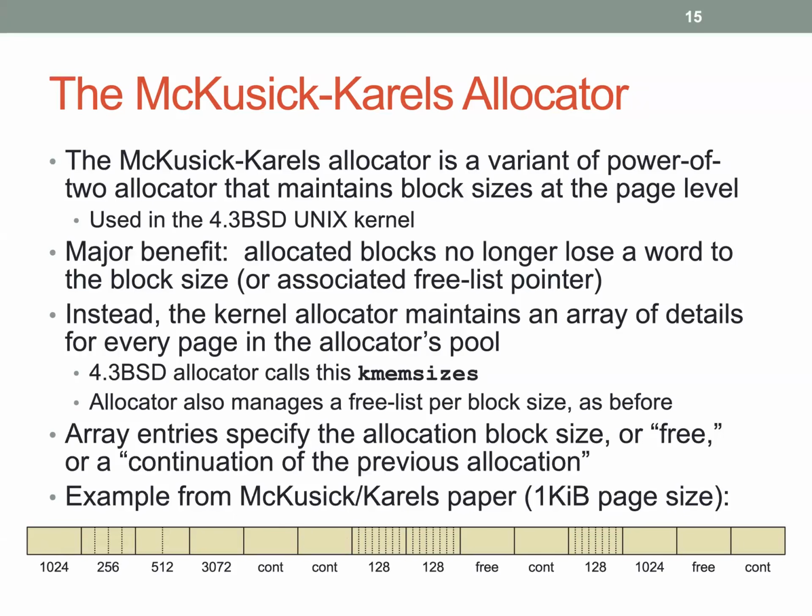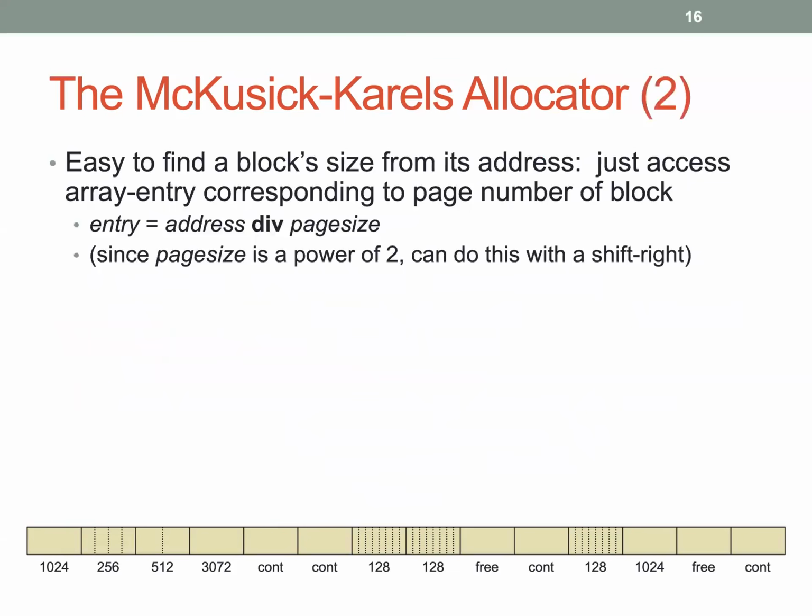This is clever. Okay, so when you need to figure out what a block's size is, let's say somebody's handing you back a pointer and saying, I don't need this anymore, you need to figure out the size of the block that that pointer pointed to. So you just take the address and divide it by the page size, and that tells you the index in this array that will tell you the block size. Okay, so address divided by page size.